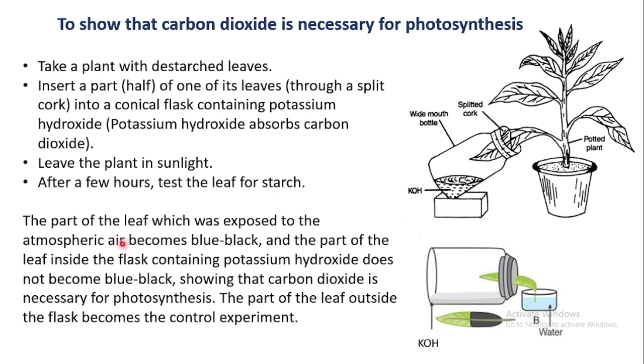So the part of the leaf which was exposed to the atmospheric air becomes blue-black, and the part of the leaf inside the flask containing potassium hydroxide does not become blue-black, showing that carbon dioxide is necessary for photosynthesis. The part of the leaf outside the flask becomes the control experiment. So this is the control experiment, where this is forming starch and this is not forming starch.